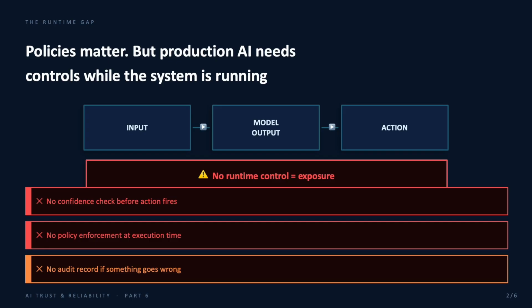You need checks before action happens. You need policy enforcement while the system is running. And you need an audit record if something goes wrong. Otherwise, when a bad decision happens, the team is stuck asking, what did the model see? Why did the system allow this? Was any policy check applied? Who reviewed this, if anyone? Can we trace the decision later? If the system cannot answer those questions, it has a runtime governance gap. Simple as that.